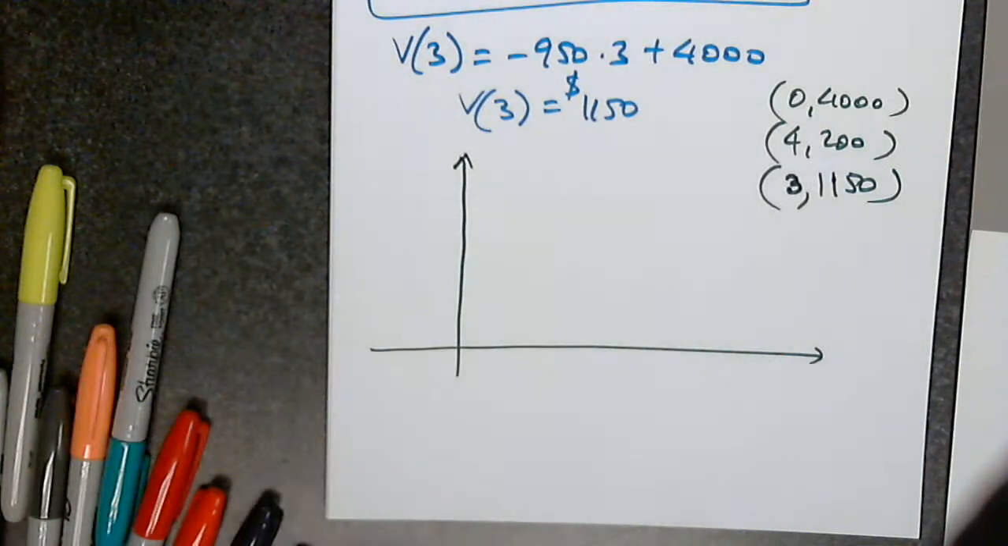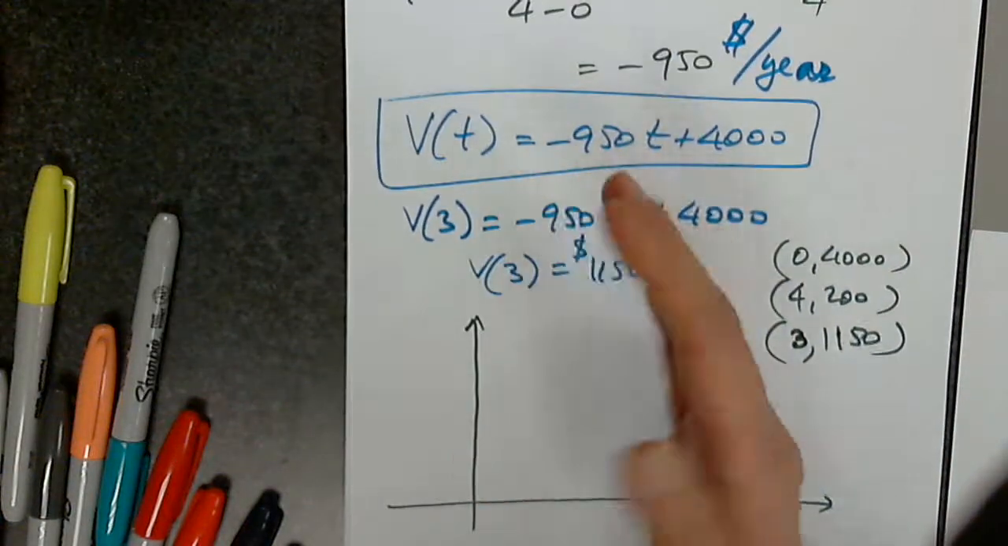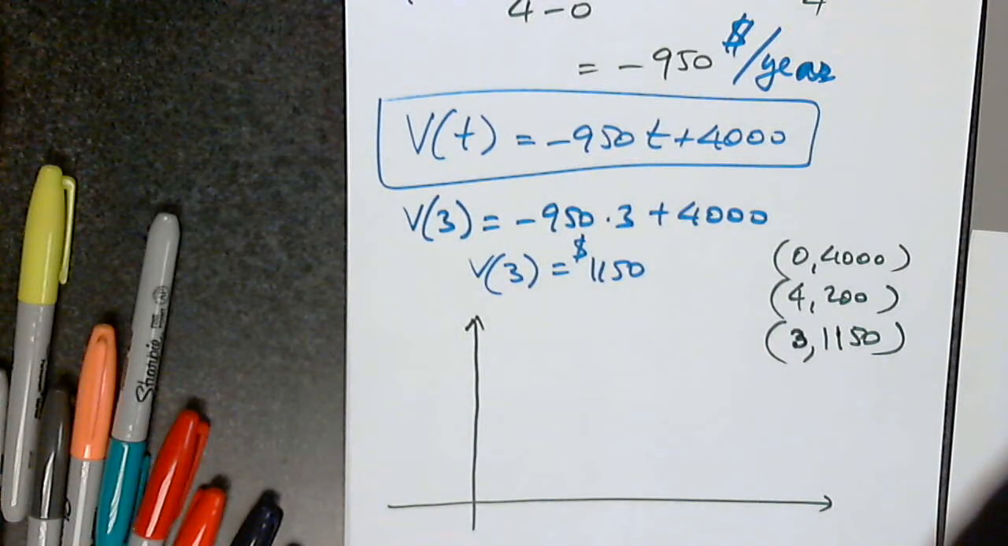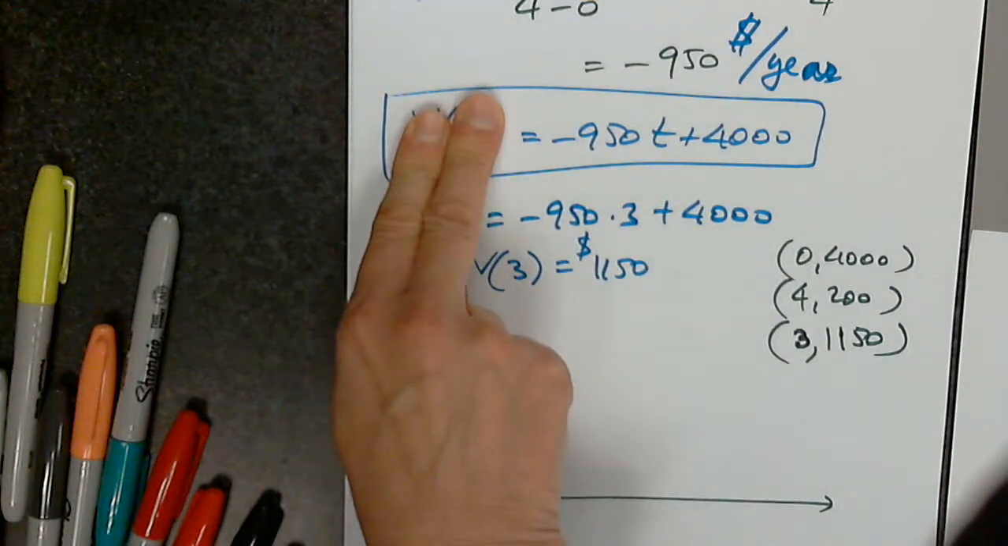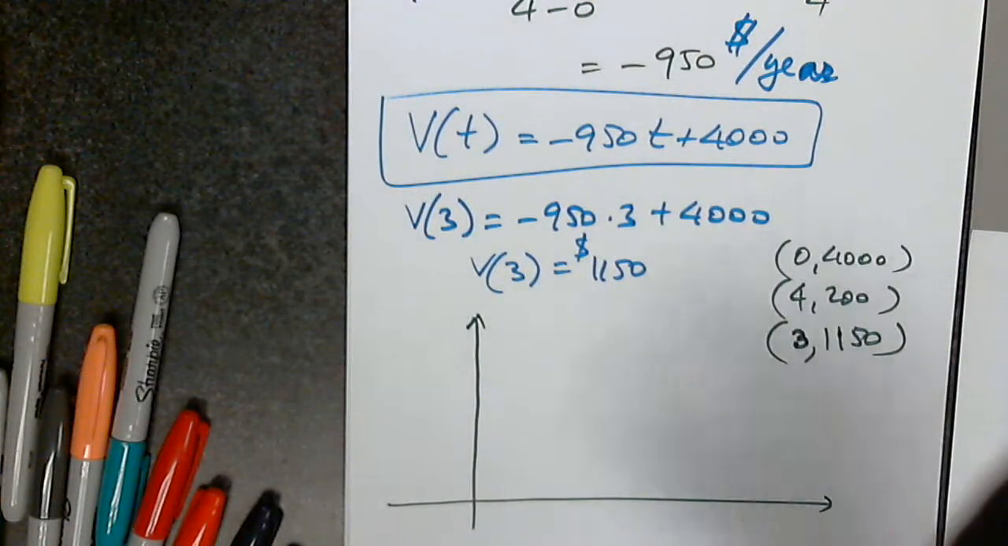I would like to find when the value of the computer is 0. What do I have to do in order to find when the value of the computer is 0? Graph it from the smallest. No, I already have the function. Put 0 on the left side and solve. Exactly. When the value is 0, I have to solve for t. How long it takes for the computer to be worth nothing.